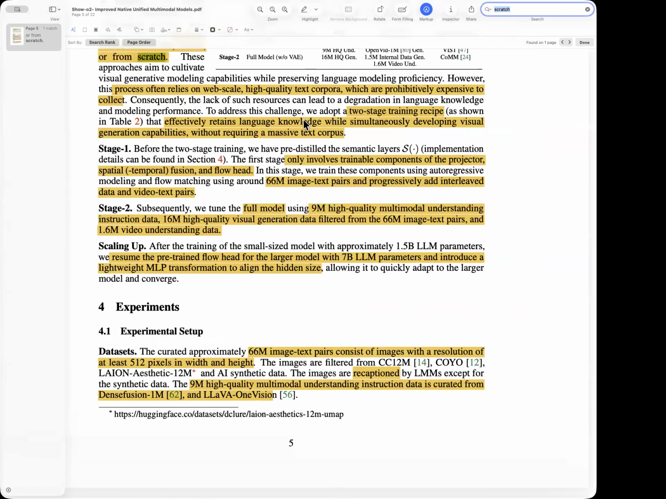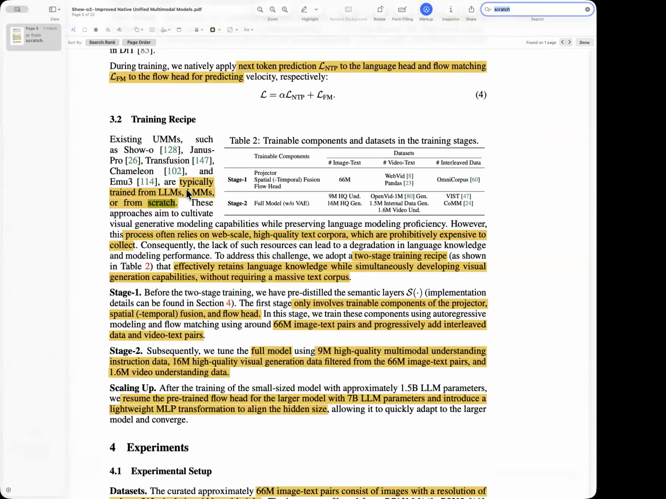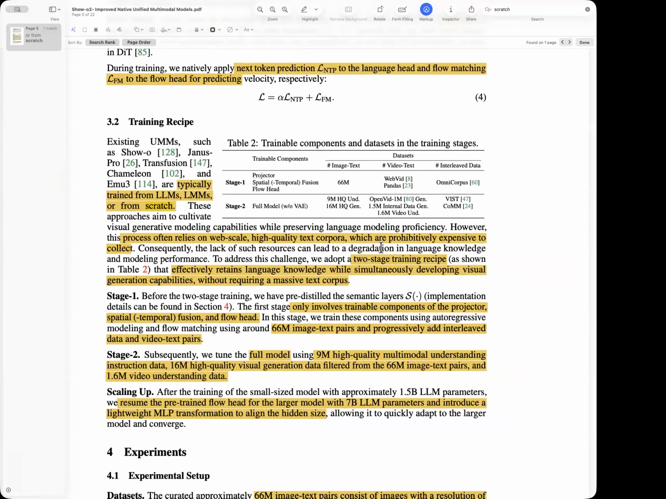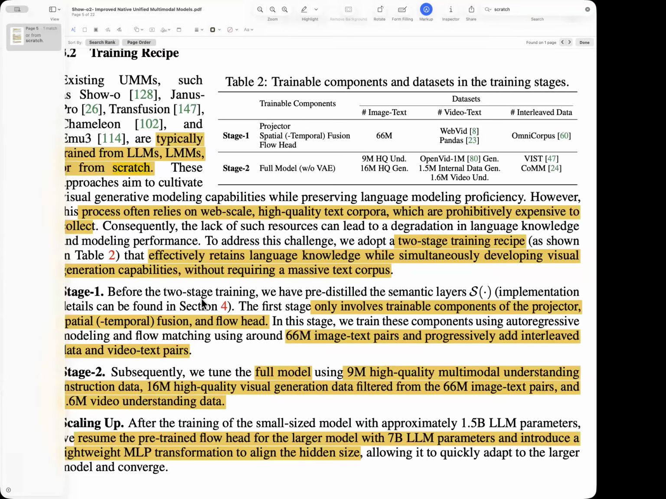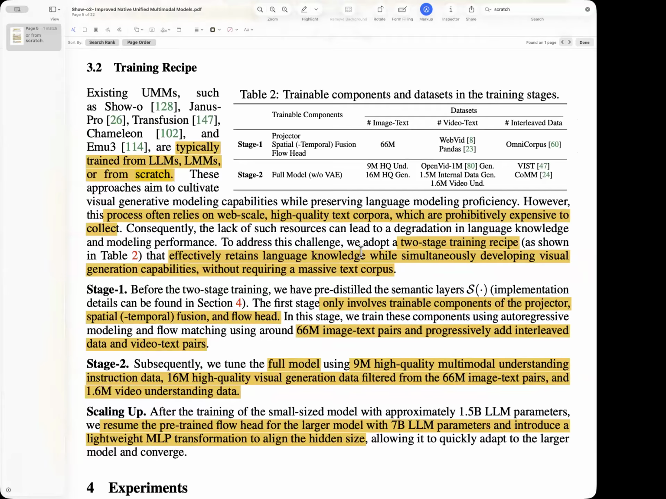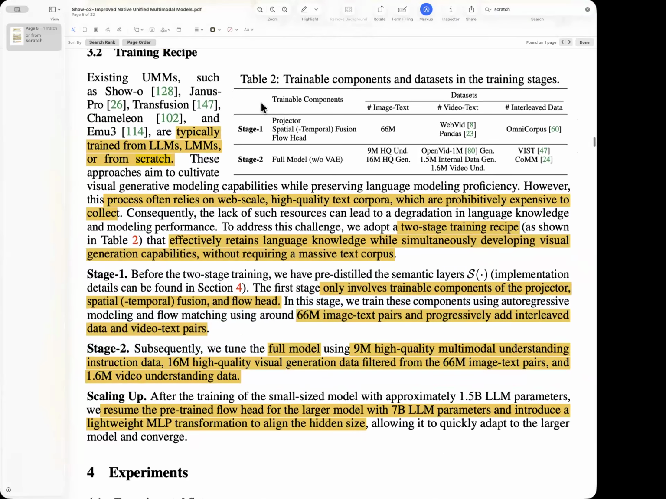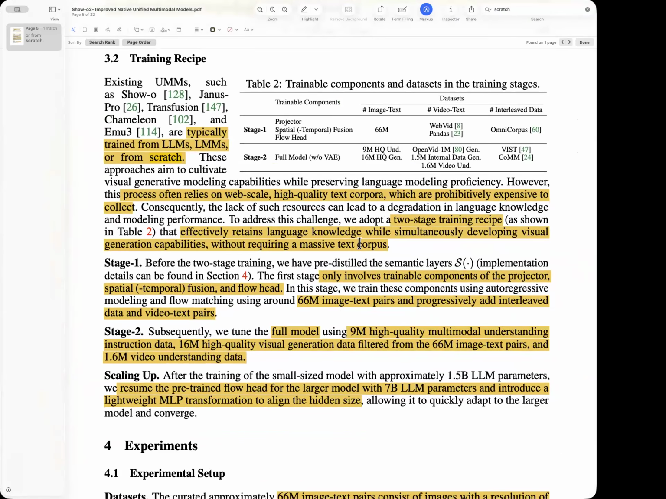I guess while we're quiet, there's also that section about their training. Typically, LLMs and LMMs are trained from scratch. This process relies on web scale, high quality text corpora, which is prohibitively expensive to collect. So that's why one of their big things in this paper is this two-stage recipe, right? You can retain language knowledge and develop visual reasoning. They talk about other models that lose their language model capability as you train, and then same with the opposite.